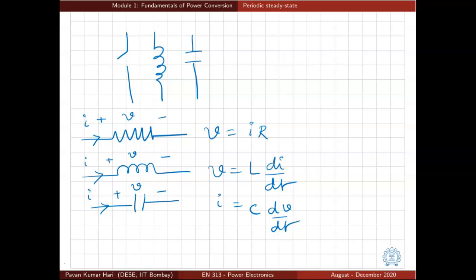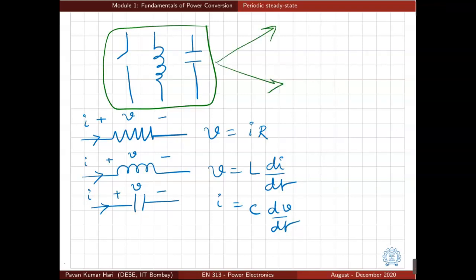And we know that power electronic circuits invariably contain inductors or capacitors or both. So we will have both transient and steady state conditions for any given power electronic circuit. As far as this course EN313 is concerned, we intend to analyze and quantify the voltage and current waveforms in a power converter in steady state.